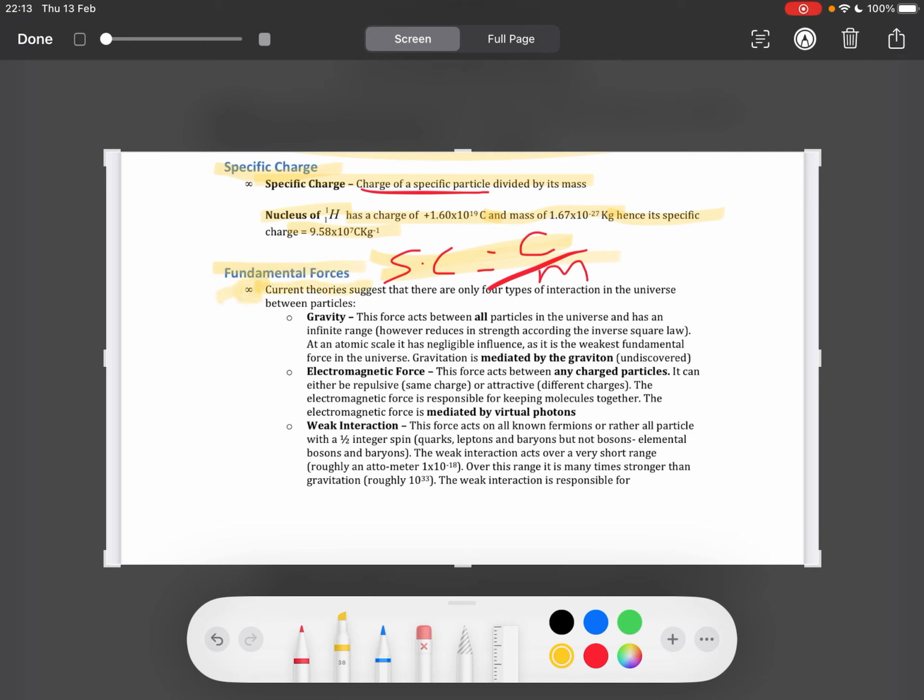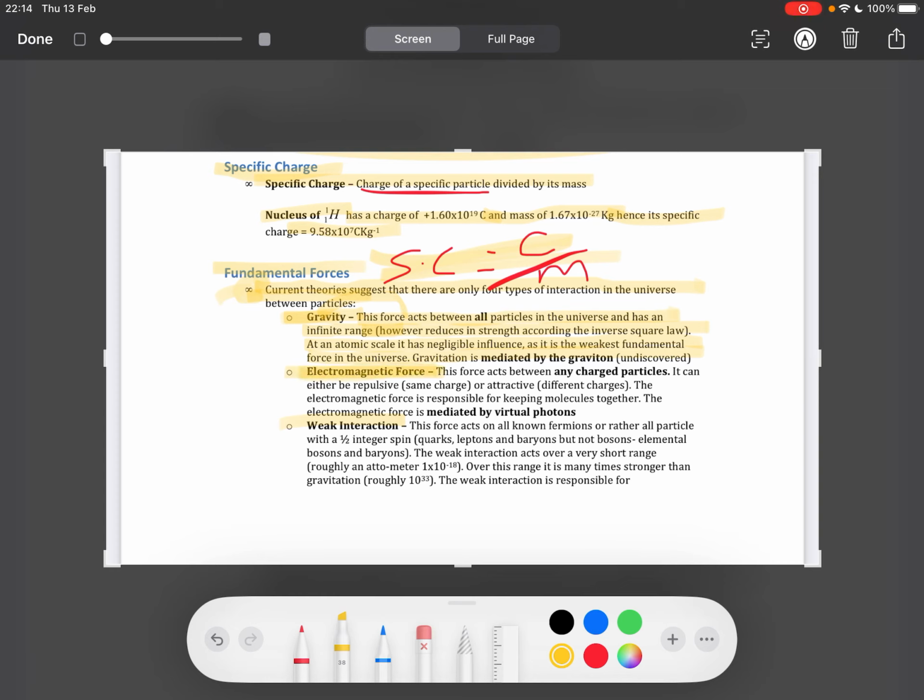Basically, current theory suggests that there are only 4 types of interaction in the universe between the particles: gravity, electromagnetic force, the strong interaction, and the weak interaction. Gravity acts between all particles in the universe and has an infinite range, however, it reduces in strength according to the inverse square law. At an atomic scale, it has negligible influence as it's the weakest fundamental force in the universe. Gravitation is mediated by the graviton, undiscovered.